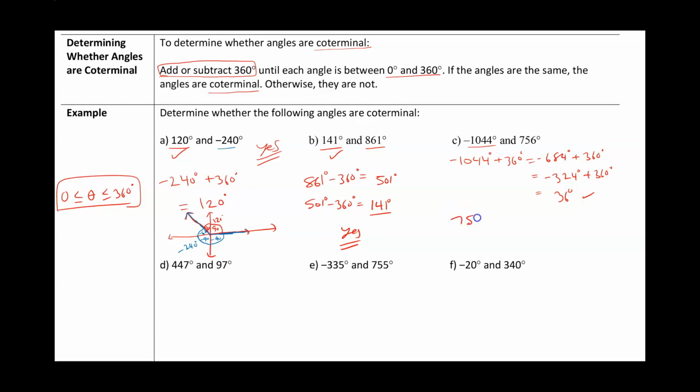Let's do the same thing for 756. If I subtract 360 and subtract 360 again, this will give me 36 degrees. Therefore, both angles are going to be coterminal. The rest we will do in class.